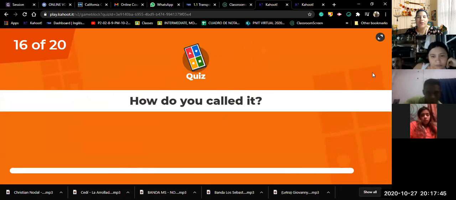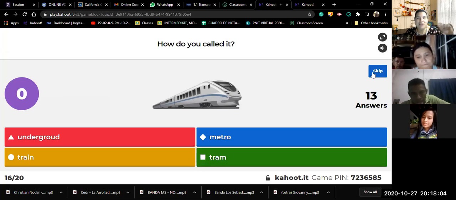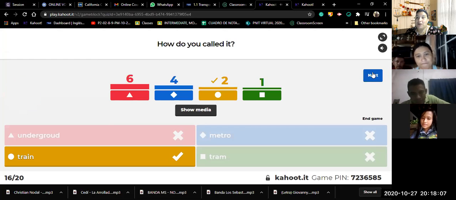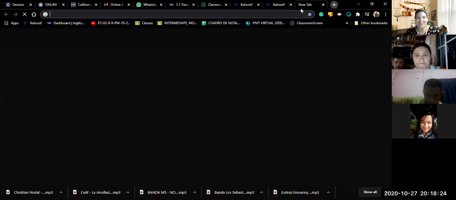How do you call this? Underground. Maybe. I think this is a new one. This is a new word, I think. Creo que una nueva palabra. Let's see. Let's find out. No, it's a train. Now, what is a metro? Do you know what a metro is? What is a metro? Let's see.